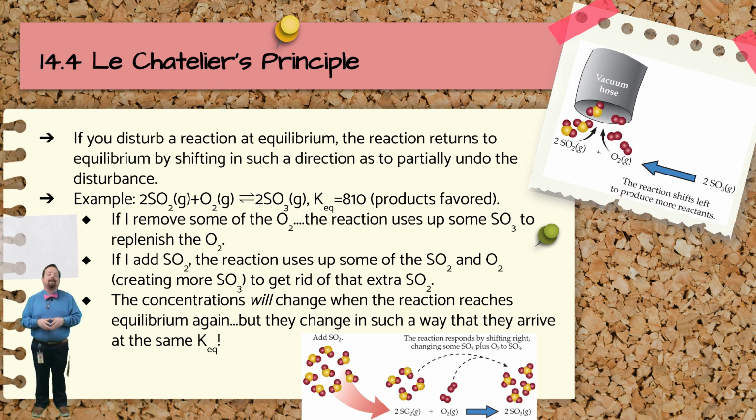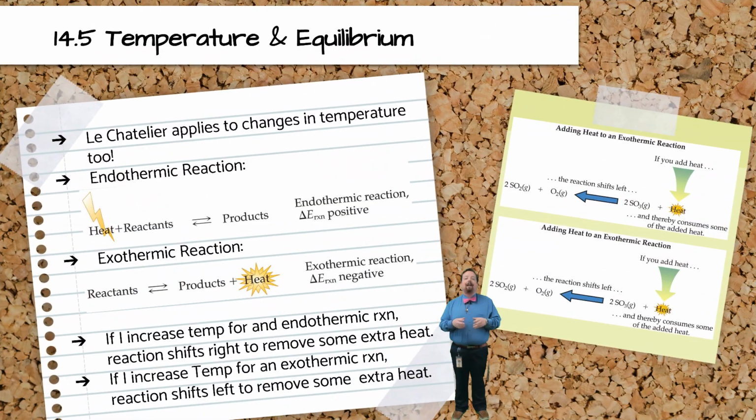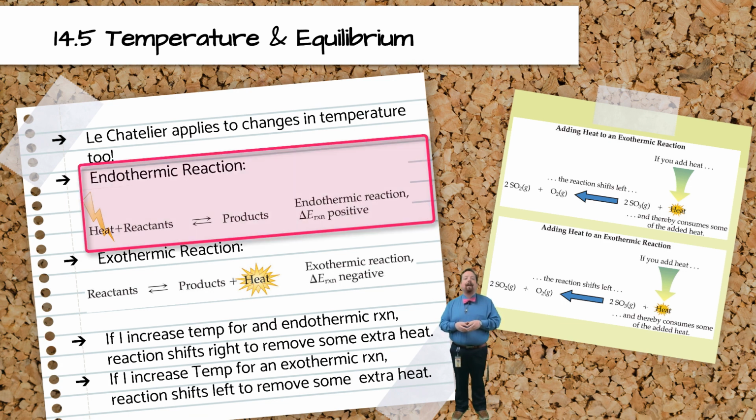In its essence, this is what's known as Le Chatelier's principle. Le Chatelier's principle applies to temperature as well. If you have an endothermic reaction, that means you have to add heat or energy to your reactant side to get it to go. If you raise the temperature, the reaction will push to the right to relieve that extra heat on the left side. If you bring the temperature down, the reaction will push to the left to replenish some of that heat that you took away on the left side.